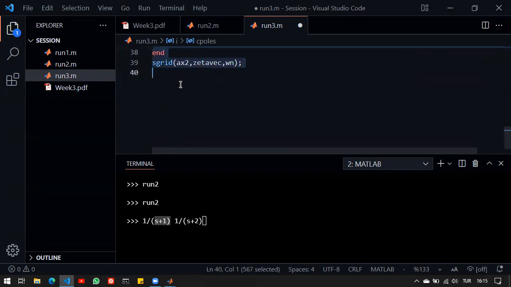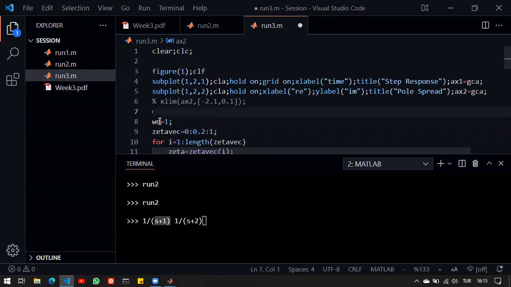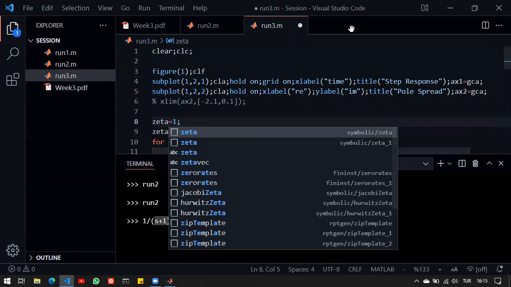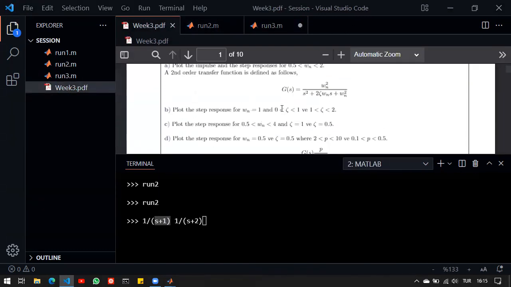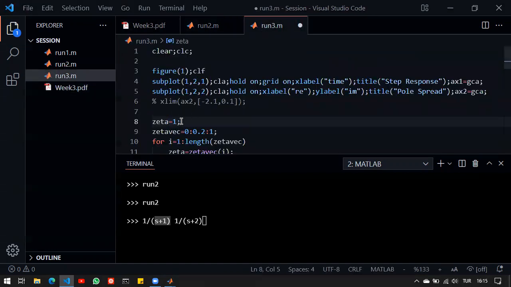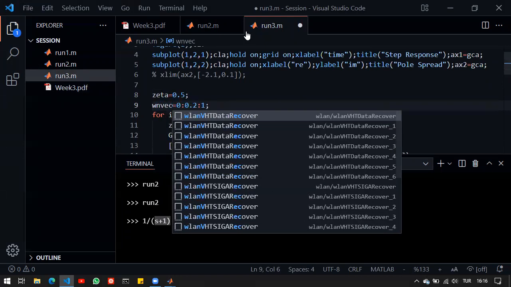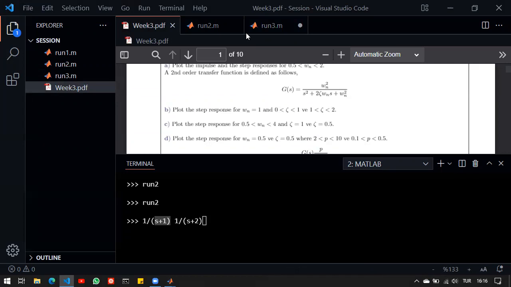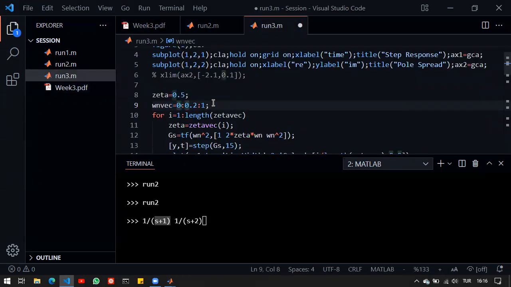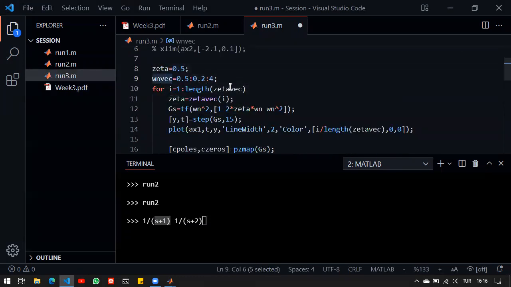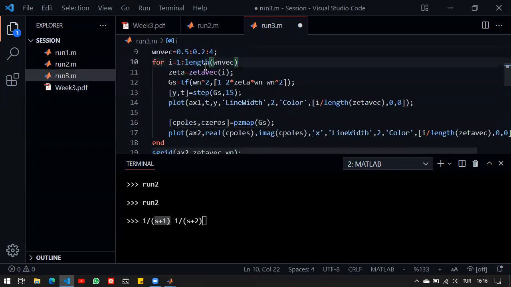Let me comment it out here. So here we have, for example, zeta equals, what was it again? 0.5. So let's take 0.5 here. Now let's change omega n between 0.5 and 4. Now, of course, I have to change all the places where zeta vec is present. So we're taking omega n out of omega n vec. And we know what zeta is, so therefore we're good to go.